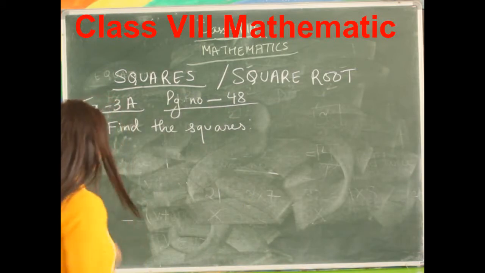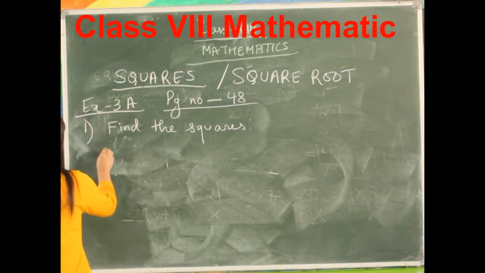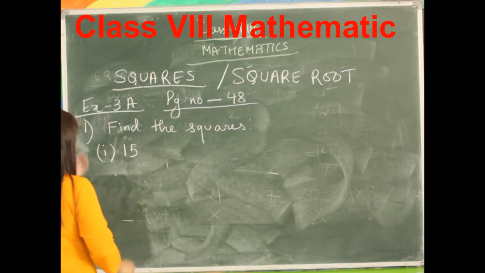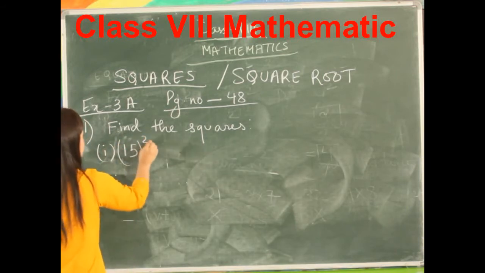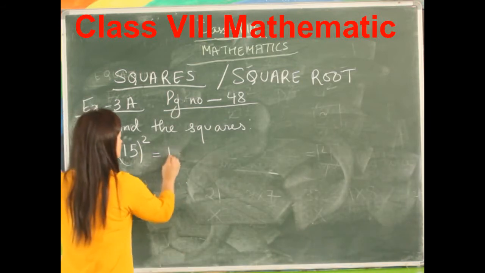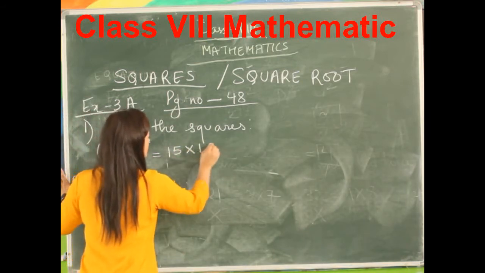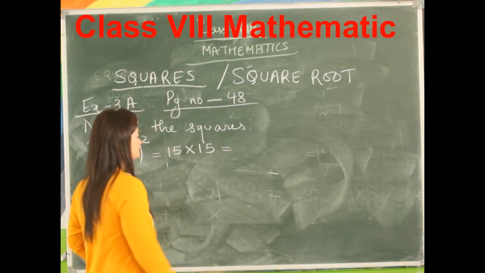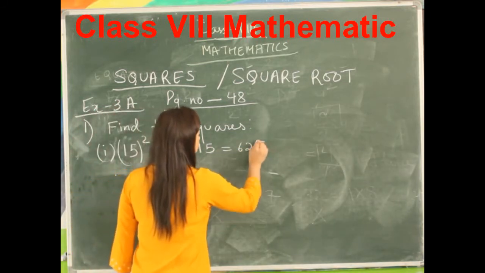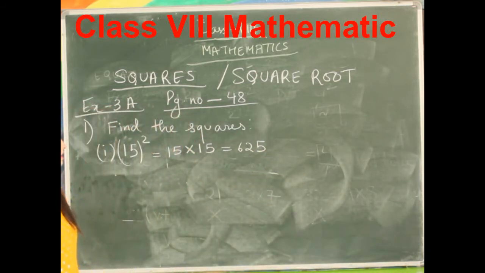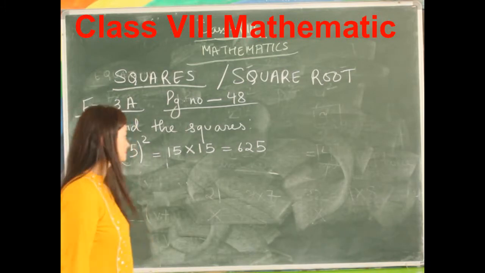The first one that we have here is number 1, which is 15. So you have to find the square of 15. Now what does 15 square mean? It means 15 into 15. And what's 15 into 15? 15 into 15 is 625. Okay.